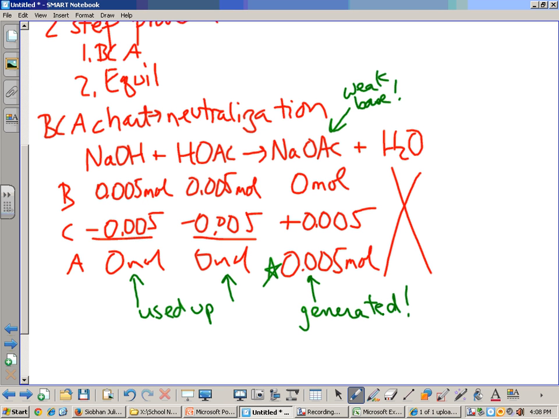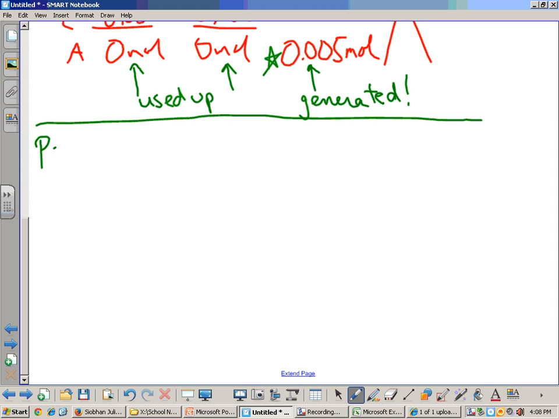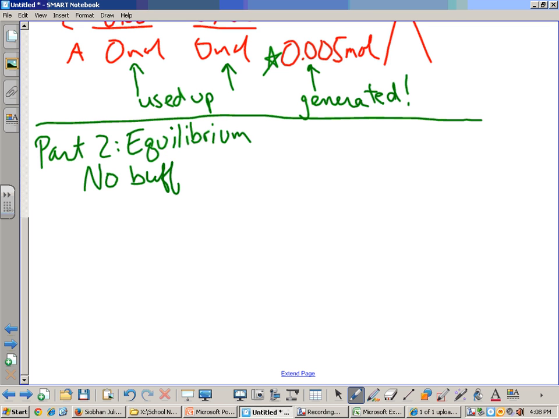Now, that thing right there is a weak base. So it's not a strong base. So we have to do an equilibrium calculation in order to calculate pH. Realistically, this is part 1. Part 2 is equilibrium. We cannot, however, use the Henderson-Hasselbalch equation because we do not have a buffer.